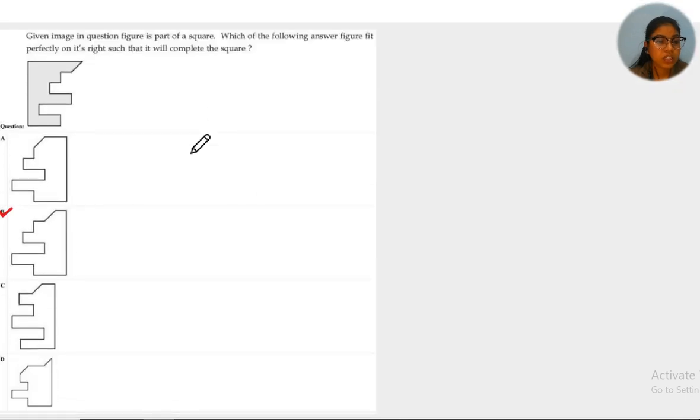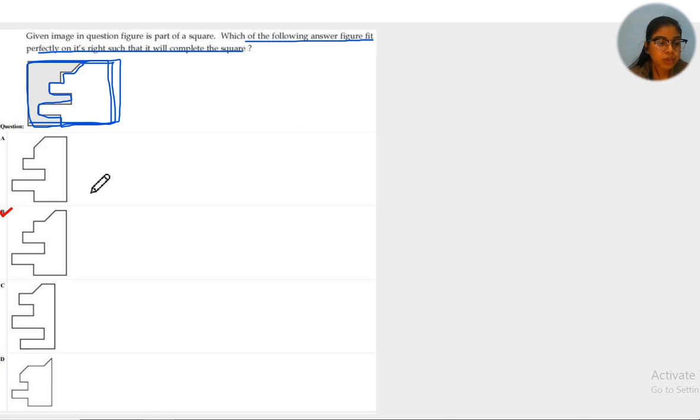Coming to the next question, here the image given in the question figure is part of a square, like this is a part of your square. It might be possible that this is your square. Which of the following answer figures fits perfectly on its right side such that it completes the square? Now you have to find out this cutout part, that which part will perfectly fit into it so that it will form a square.